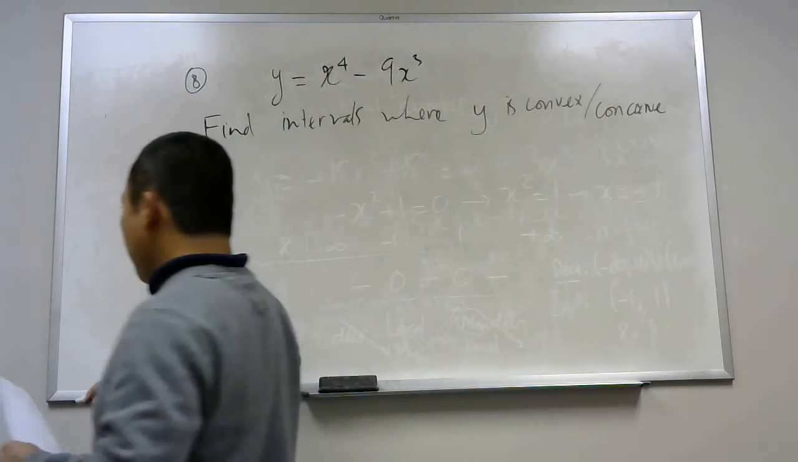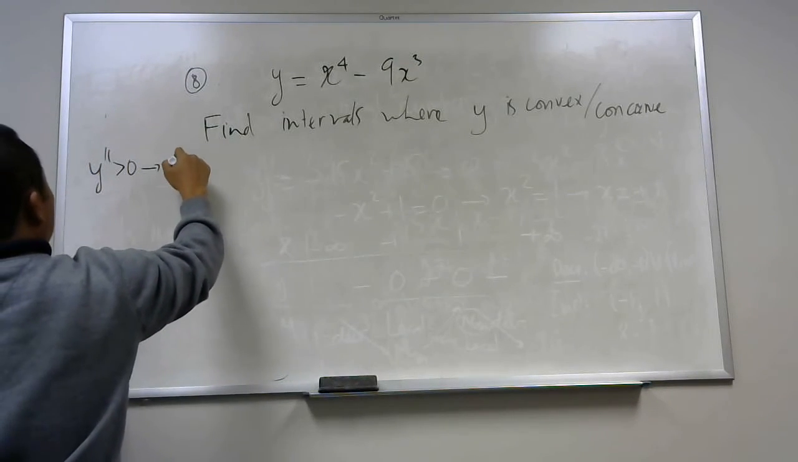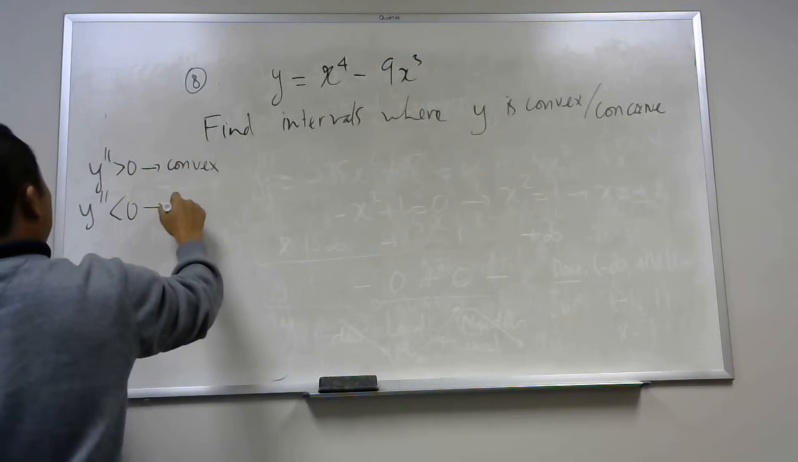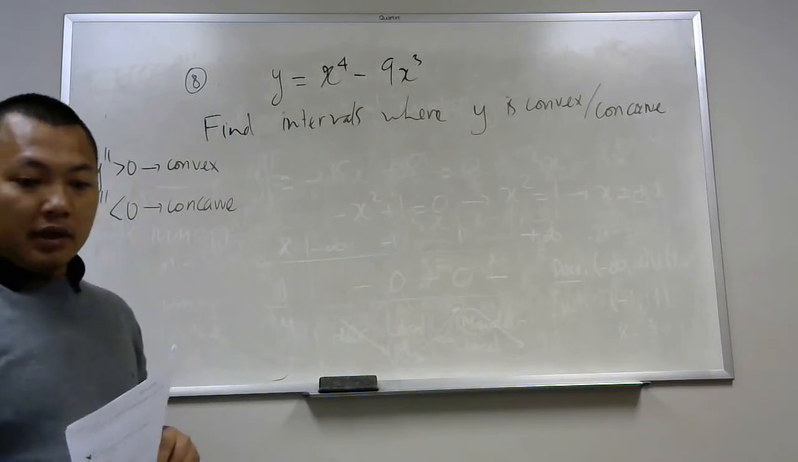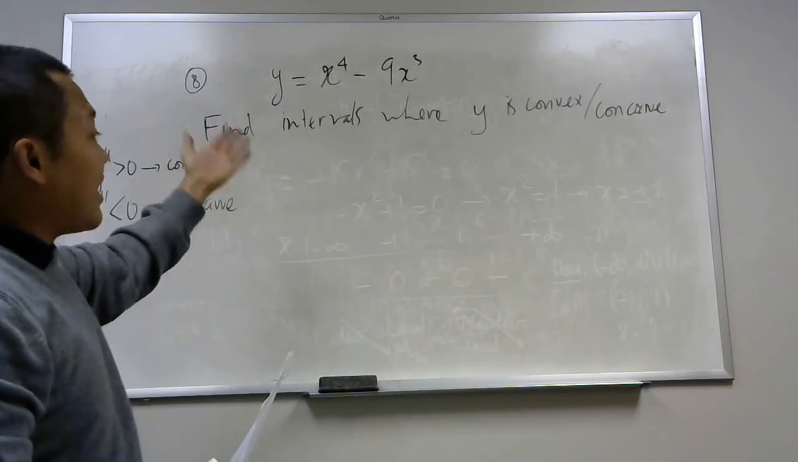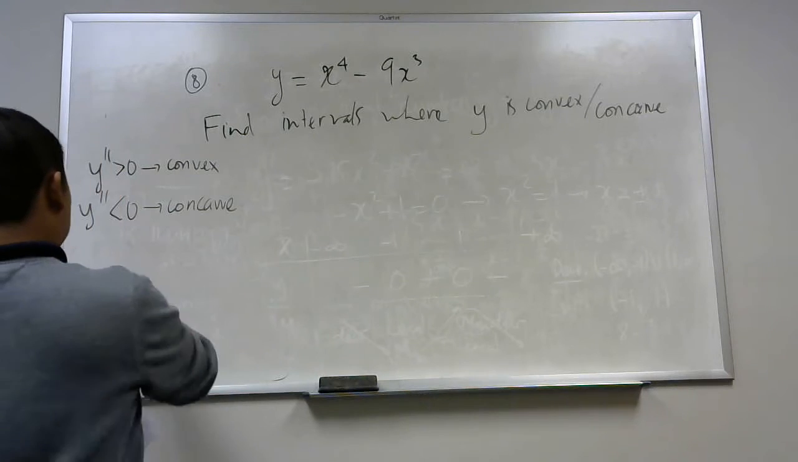Okay, let me remind you, right? If the second derivative is greater than 0, that is convex. If the second derivative is less than 0, that is concave. Okay, so we need to find the second derivative and set it equal to 0 in order to find all inflection points.